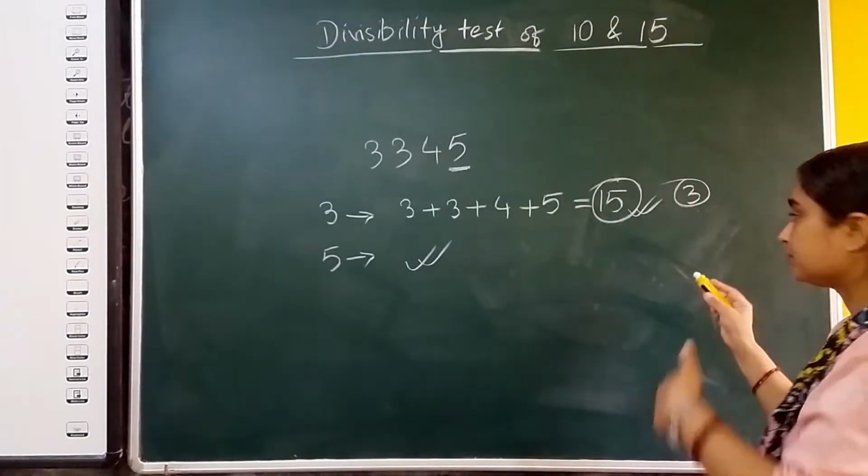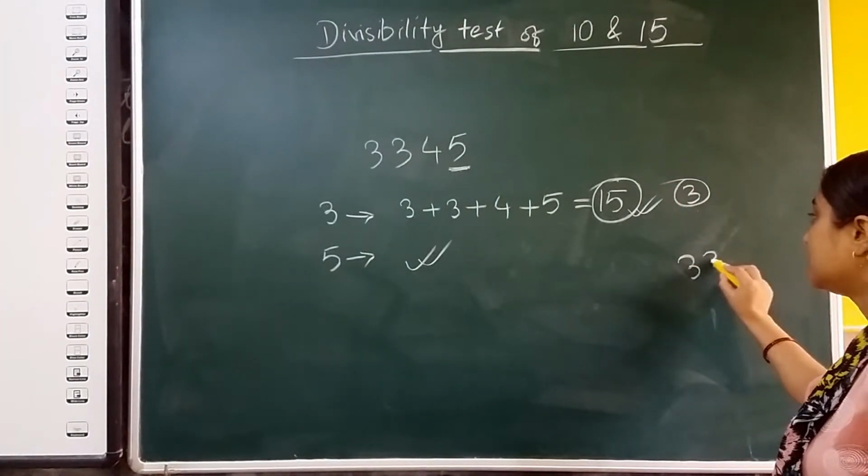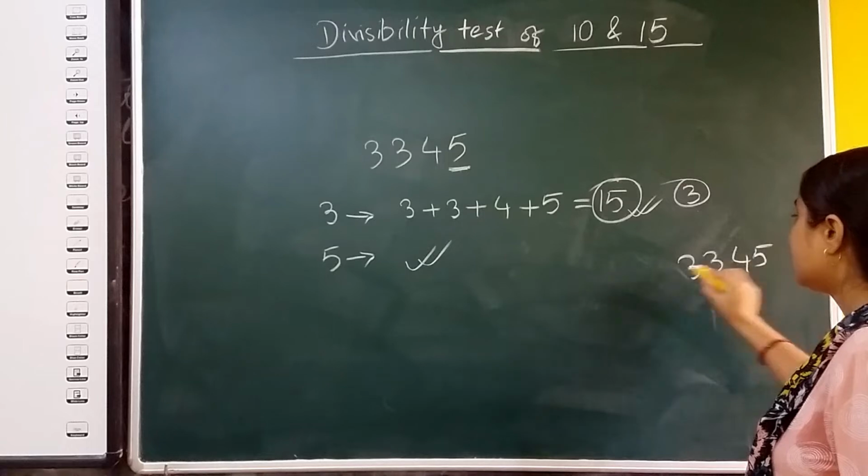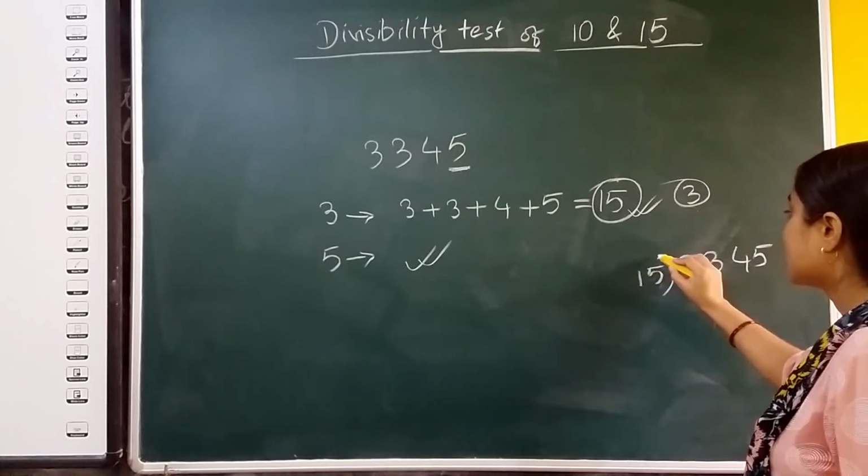We can have a check. See, divide 3345 by 15. See what you get.